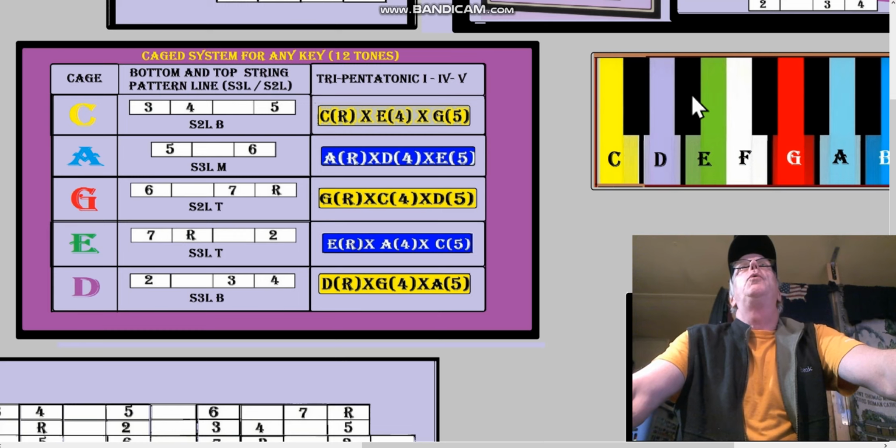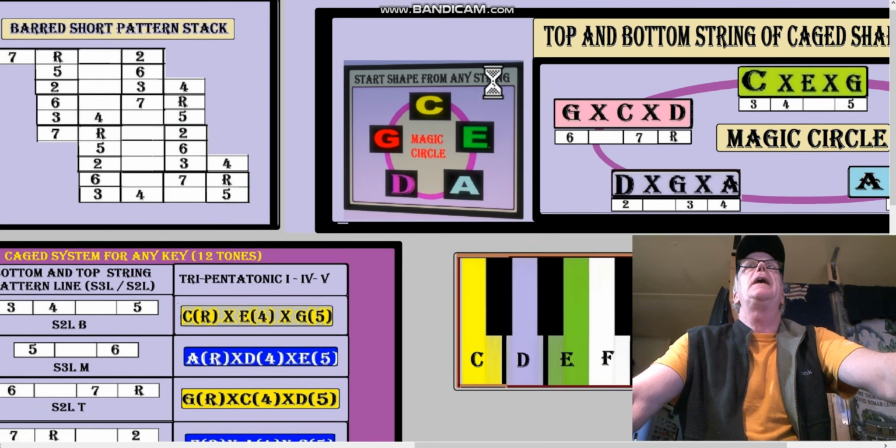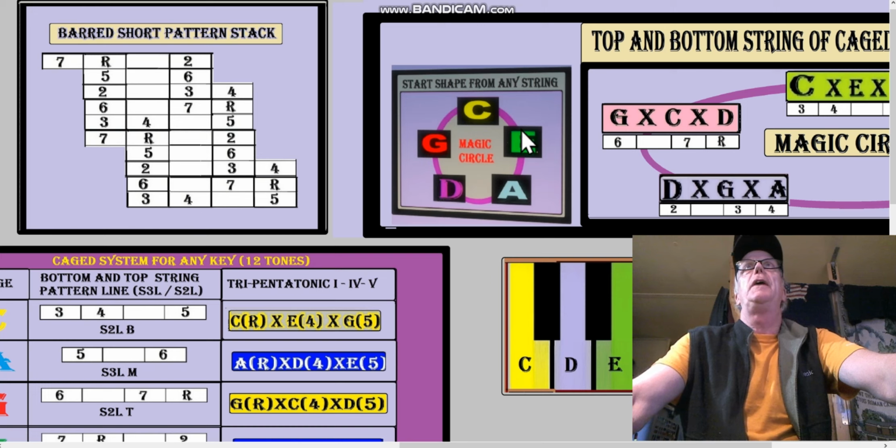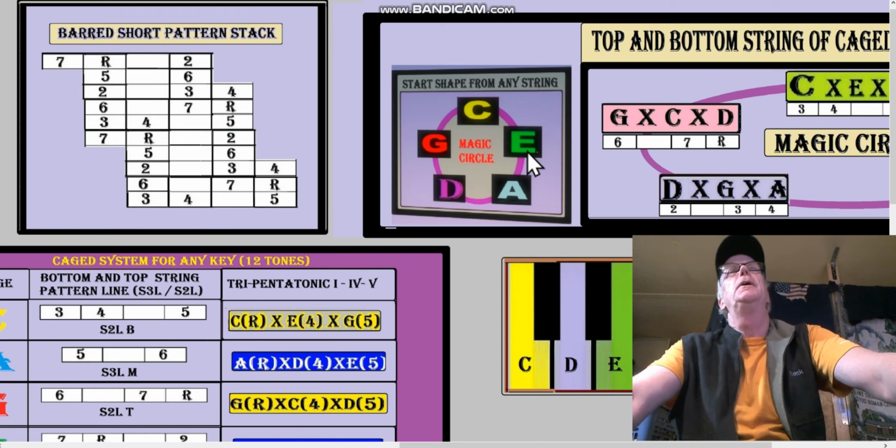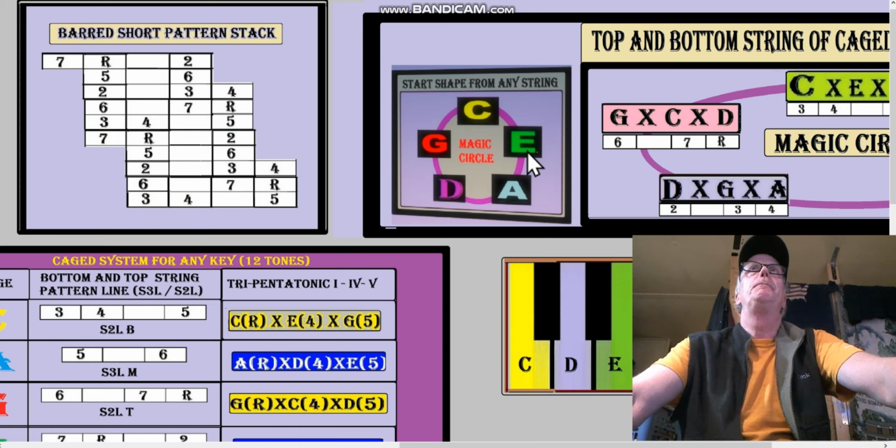How can we get all 12 keys, and how come this magic circle only has 5? Why isn't it fourths? Why isn't it in another way? We were talking about it before. I can't remember what the other possibilities were. The reason is, when you're looking at a pattern stack, it's the tuning that gives it this peculiarity.